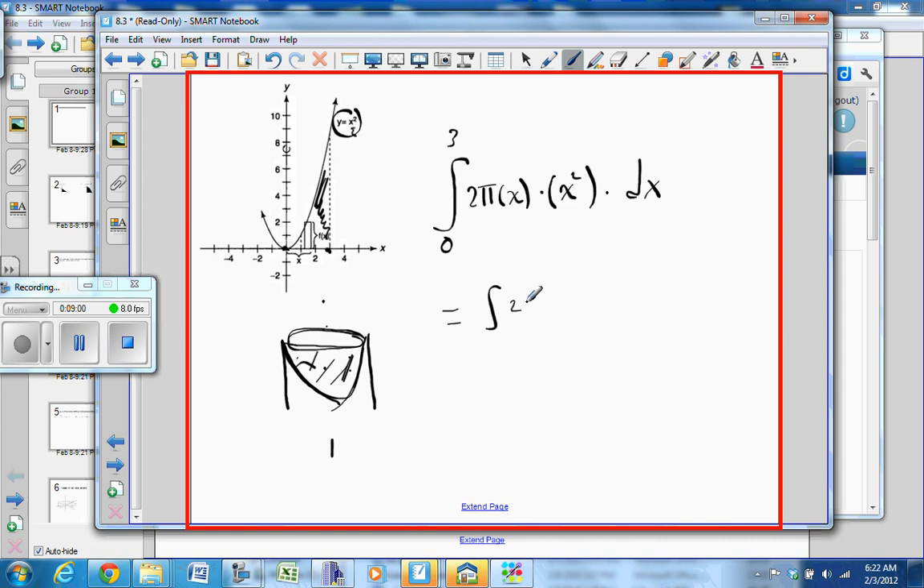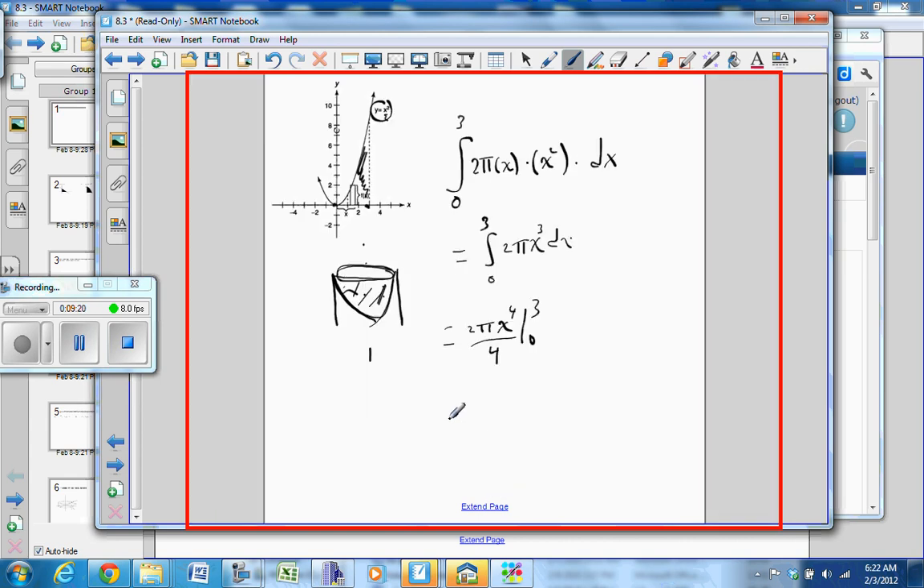Okay, well, now we just integrate. So 2 pi x cubed, simplifying it first, and we get 2 pi x to the 4th over 4 from 0 to 3, and we know how to evaluate that. We just plug the 3 in. We're going to get pi times 3 to the 4th over 2, which is 81 halves pi. So that's the volume of our region.